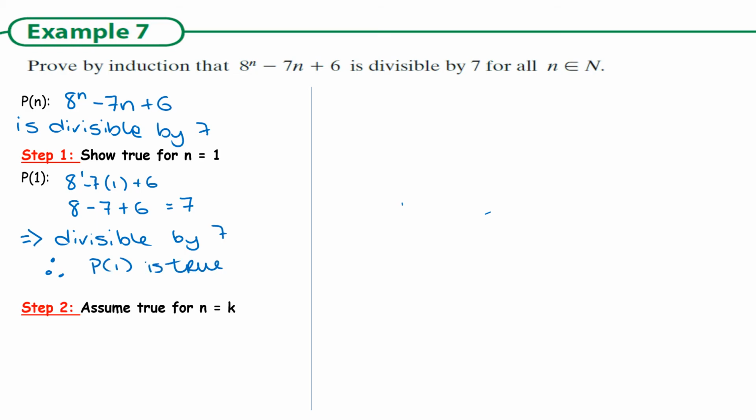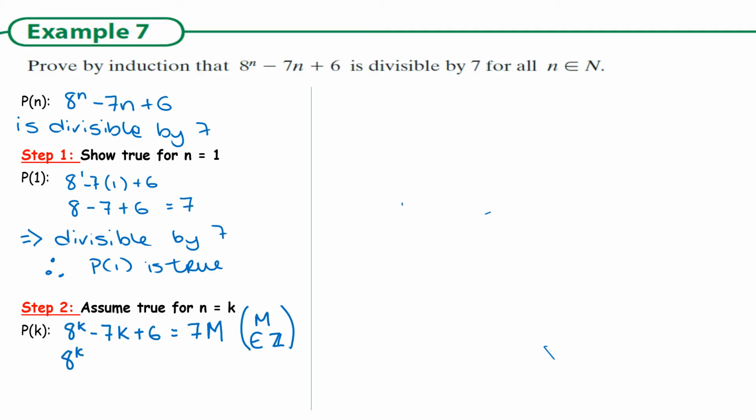Step 2. Assume true for n equals k. So we get 8 to the power of k minus 7 times k plus 6, and we're able to say that this should be divisible by 7, so it can be written as 7 times some number m. In this case I'm going to say m is an element of Z, because it could be a positive or negative whole number. So we've written it as that. So we can rearrange this for substitution.